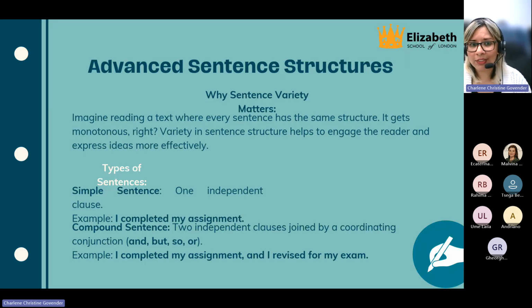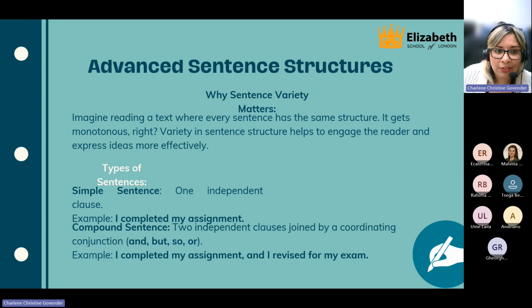Okay, so that was basically our refresher of last week's class. Today we're going to look at more advanced sentence structures. Last week we dealt with a very basic subject and a predicate. Now we're going to go into more detail about it, and look at advanced sentence structures and why sentence variety matters.